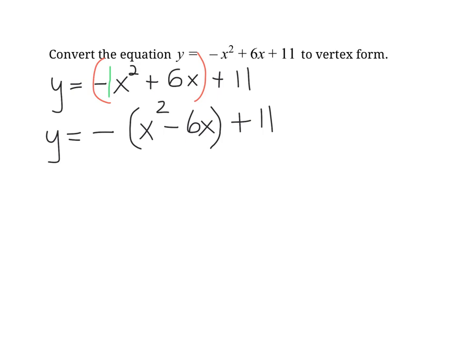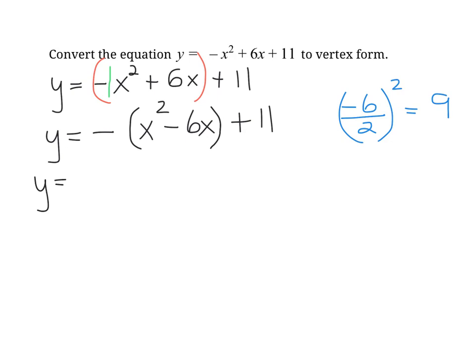Our next step is to figure out our perfect square trinomial. So we're going to take a look at our b value, which is a -6, and off on the side I'm going to do -6 divided by 2 squared. So -6 divided by 2 is -3. -3 squared is a +9. So I'm going to take that number and I'm going to add and subtract it inside the bracket.